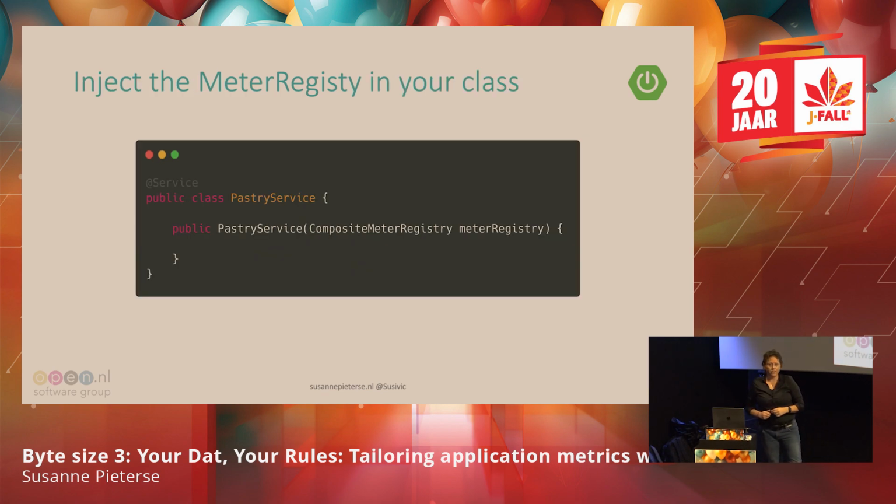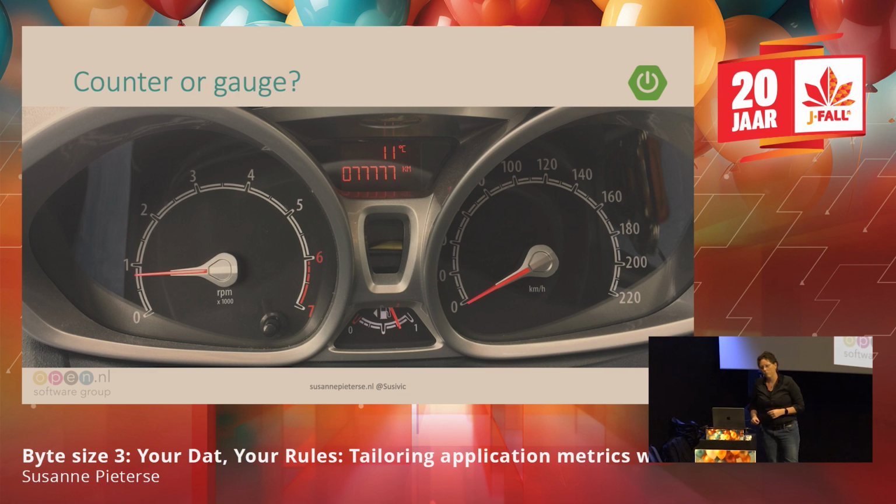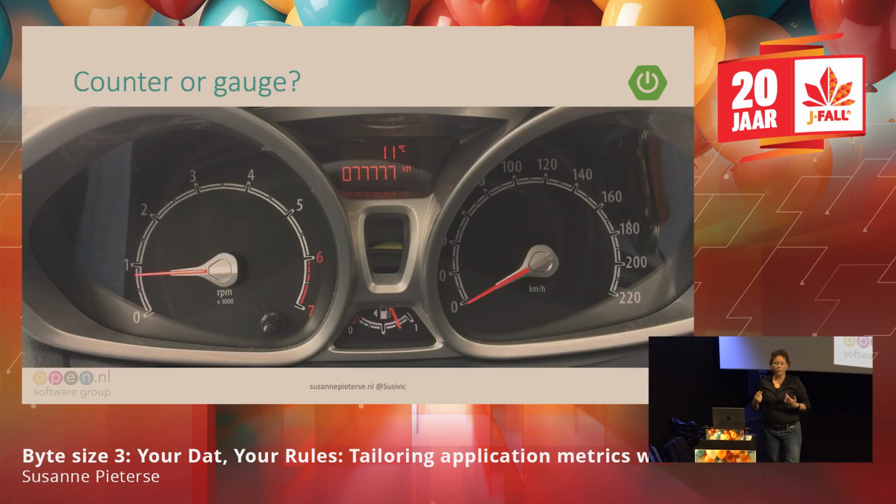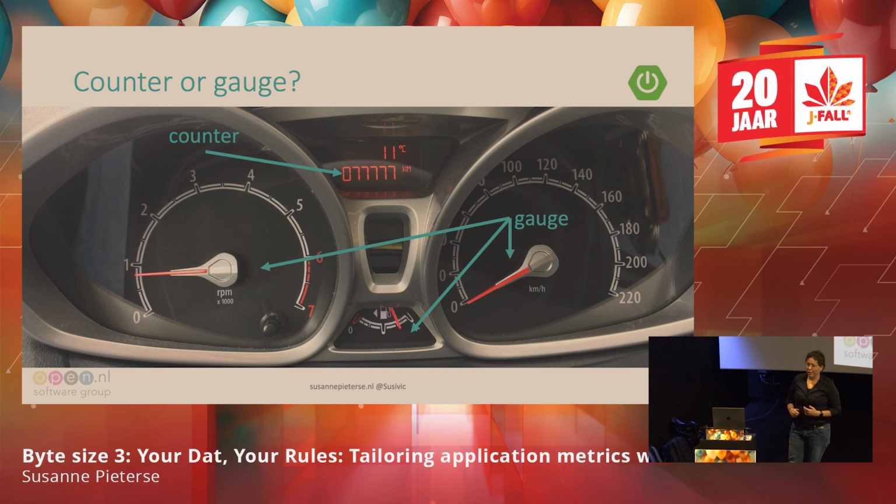Then, in my pastry service, that's where the magic is going to happen, I need to inject it into the constructor. And then you have to decide which kind of meter you want to use. Micrometer has many kinds of meters, but for easiest reference, I took a counter and a gauge. And what's a counter? Well, that's something like this, and a gauge is a kind of that. Well, Marcin already said I need a counter, so I'm going to show you how you can use this counter.